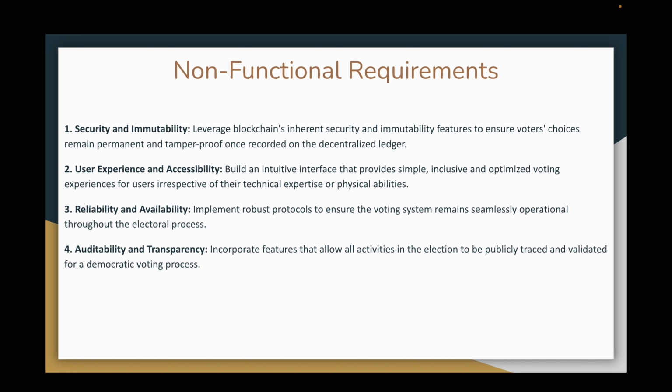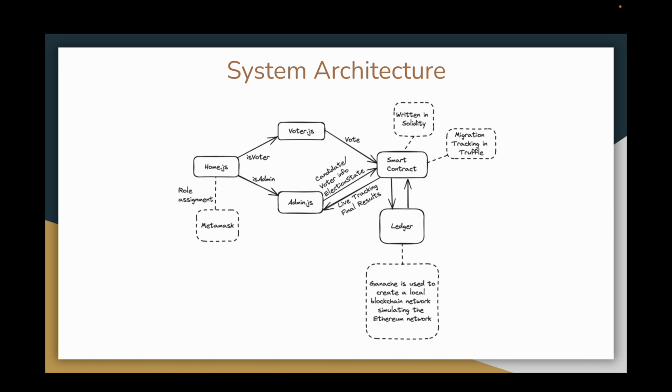Reliability and availability. So we have protocols in place which ensure that this voting system can operate throughout the election. There is error handling in place which can help us in this area. Last, auditability and transparency. So we are adding features that will allow everything to be publicly traceable through the blockchain so that it can be validated for a democratic process.